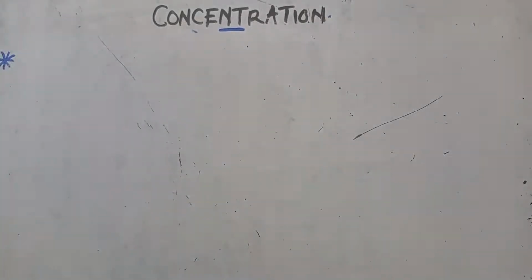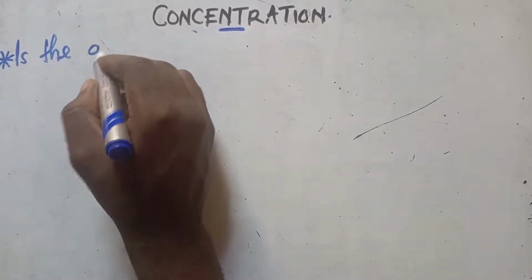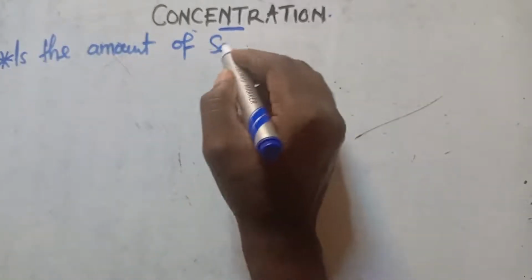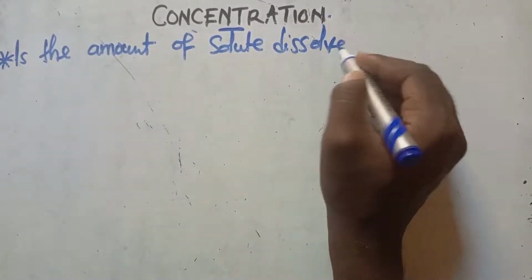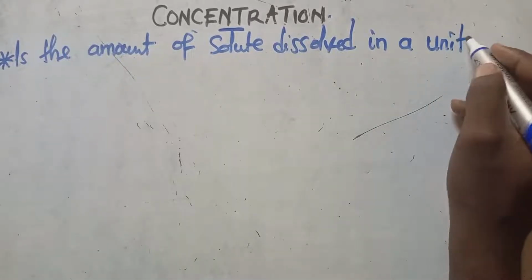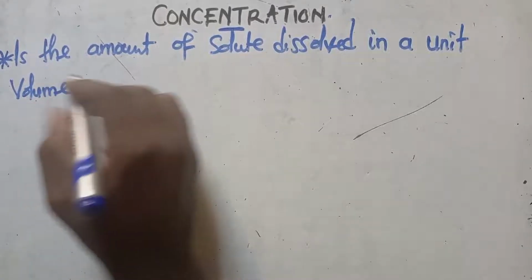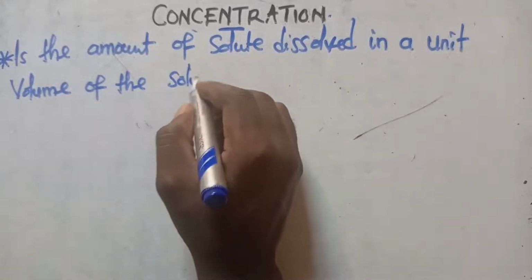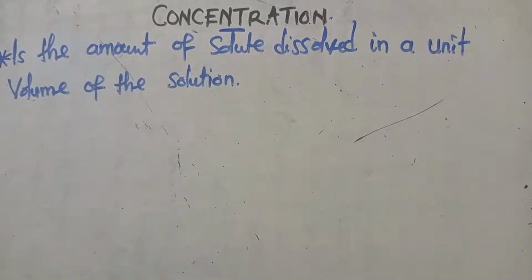So concentration is just defined as the amount of solutes dissolved in a unit volume of the solution. Amount of solutes dissolved in a unit volume of the solution. This is the definition of concentration.